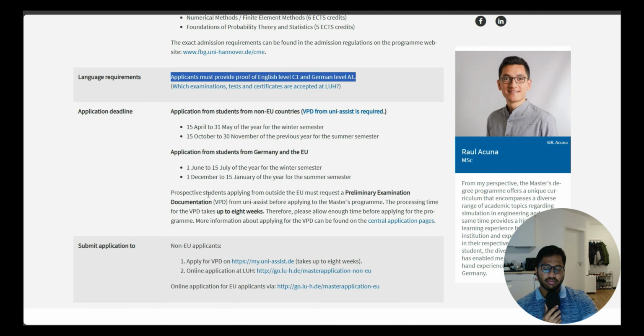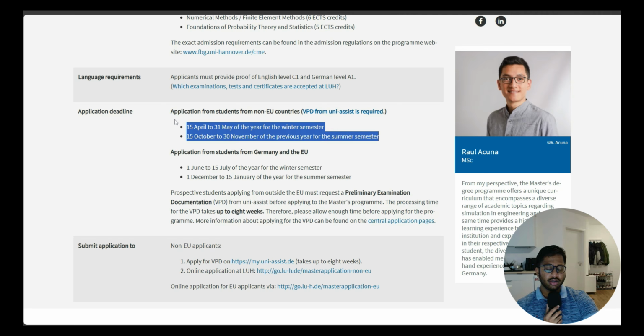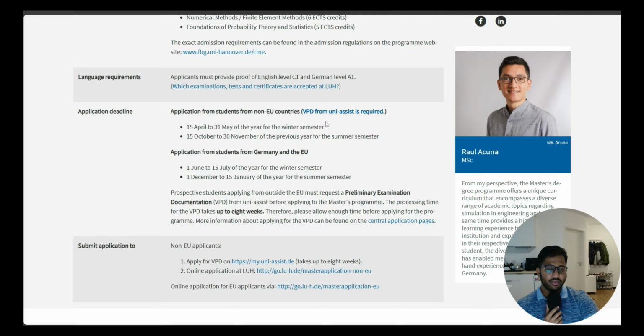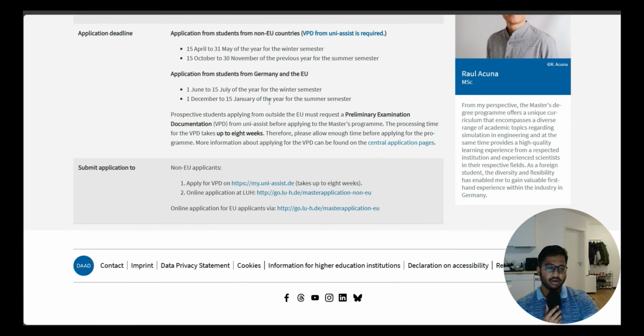Application, how to apply and when to apply, we already know. The application deadline is from 15th April to 31st May for the winter semester, and 15th October to 30th November for the summer semester. This is only the application deadline for international EU students. But with this, we also have to take into consideration that we have to apply for VPD and get it 8 weeks before this particular deadline. Then non-EU applicants, we will apply for VPD in Uni-assist, then we will come back to the online application portal that they have and apply here.